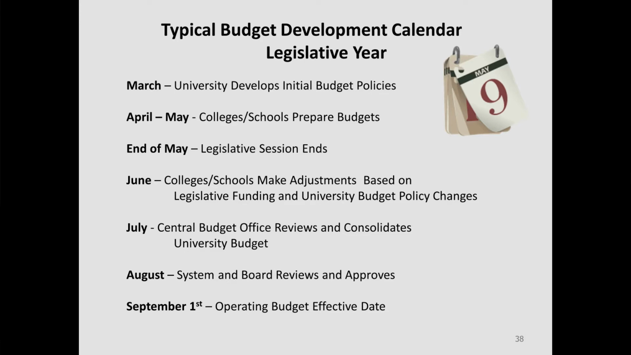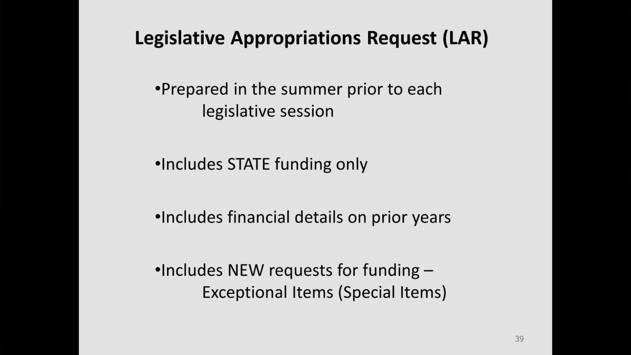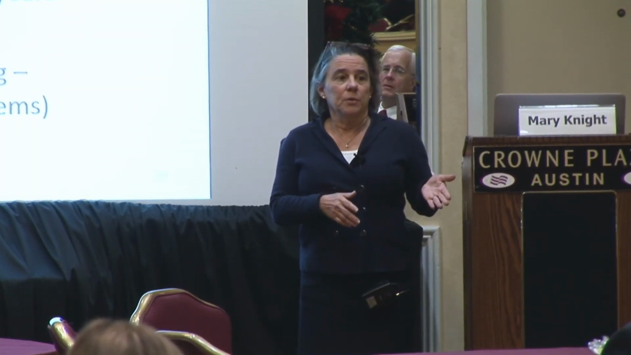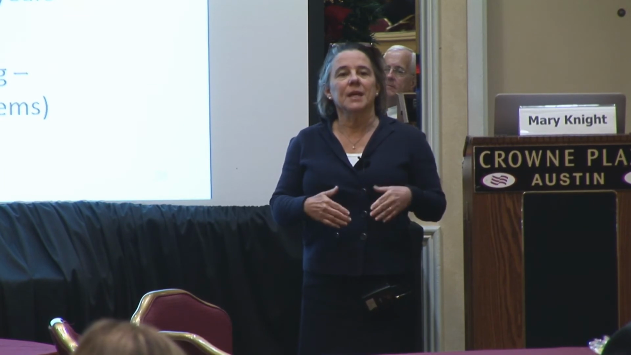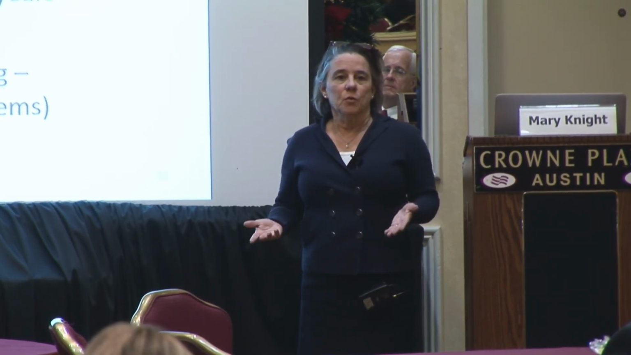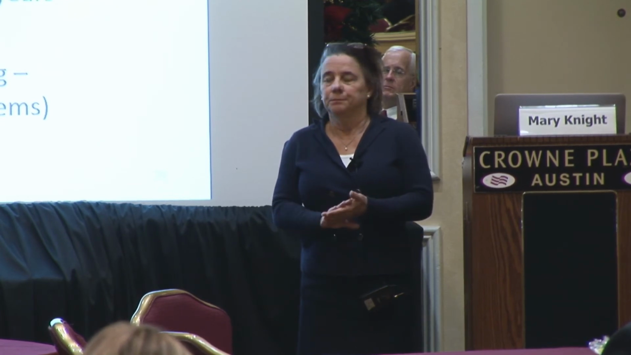In a non-legislative year there's a little bit more time. Legislative appropriation requests are what we prepare in the summer prior to a legislative session. It's really to provide information to the Legislative Budget Board on how we have spent appropriated funds and how we plan to spend appropriated funds, as well as some details on special requests we might have, which are called exceptional items. Exceptional items, if they are approved, become a special item. So it's something that has to be over and above what the normal formula funding would provide.